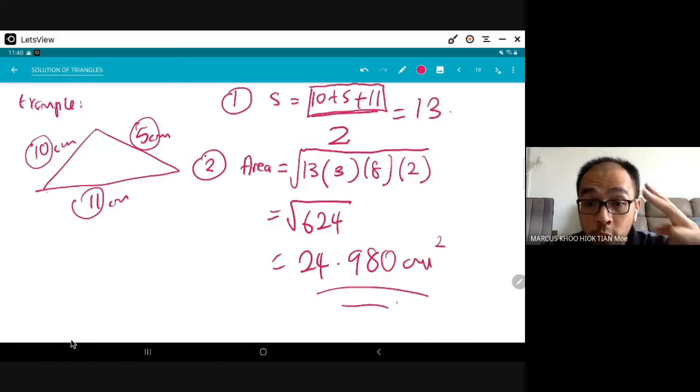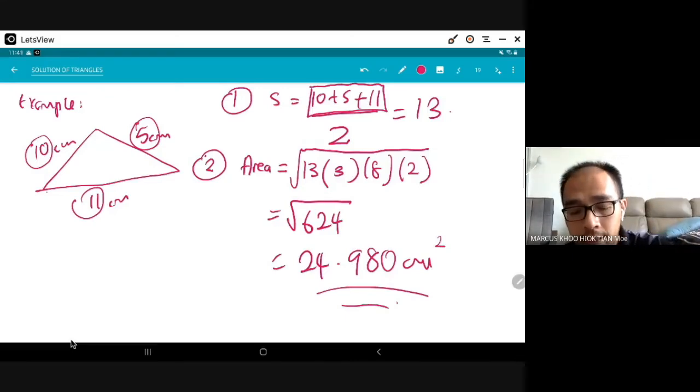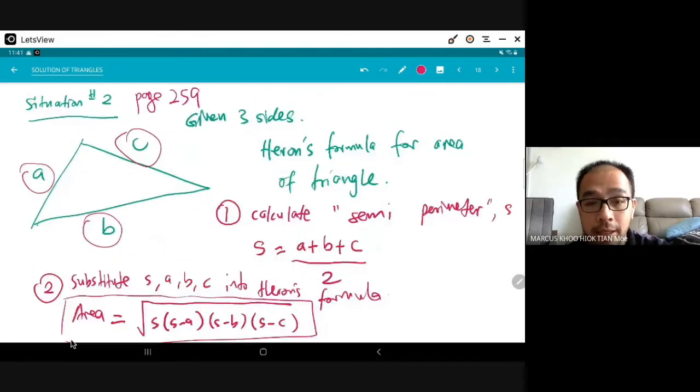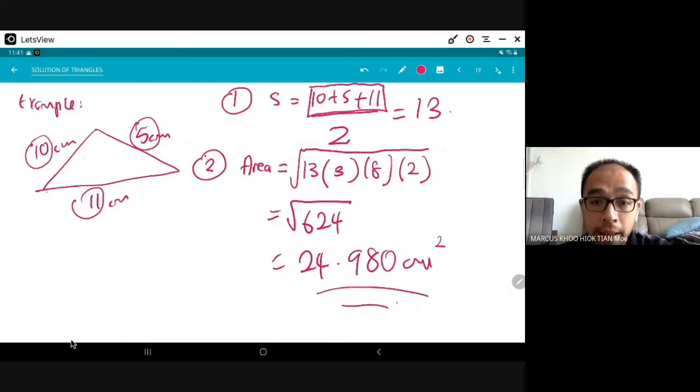Okay, so this is situation number 2. Just like when we use the cosine rule, there was a second situation. So we must be smart. Can I still use this half AB sine C in this triangle? Can, actually can.